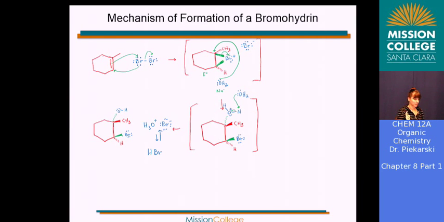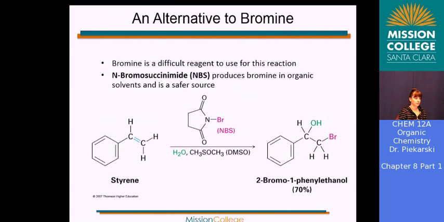Hopefully that's visually appealing. Notice that the water attacked the more substituted side, like we saw in the previous mechanism, and that the alcohol and the halogen are trans with respect to each other. Remember, this is a stereospecific mechanism or type of reaction. Okay. Now, bromine is kind of dangerous. I've worked with bromine before. It's really bad for the respiratory system. You have to be really safe with it.